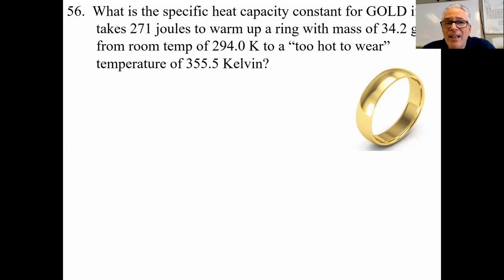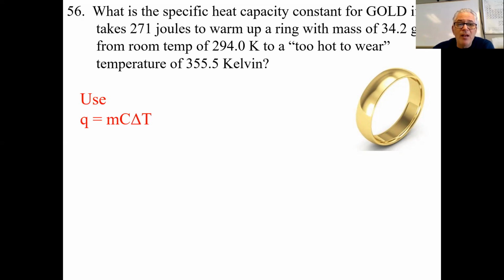What the heck is this question even asking? This question says if you have a ring that's 34.2 grams at room temperature, like body temperature, and you heat it up to 355.5 Kelvin, and it only takes 271 joules to do that, what is that C value? What is that constant? There's a delta T problem. This is definitely a change in temperature.